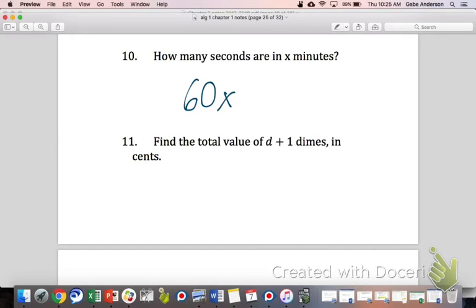So it would be D plus 1 times 10. That would be incorrect. But if we did the parentheses thing like you said, that would make it correct. It'd have to be the entire D plus 1 times 10, not just the D.